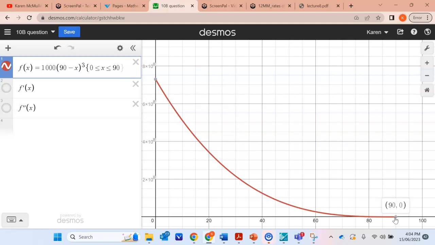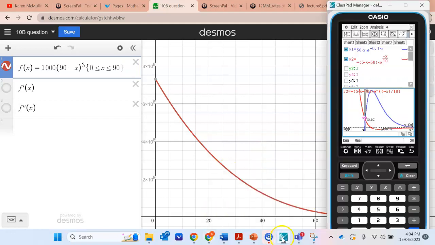Now, the rate that it's falling, it's not constant, it's not a straight line. So if we were to do a straight line going through that point and this point down here, that would be your average rate of change. So we've taken 90 days.